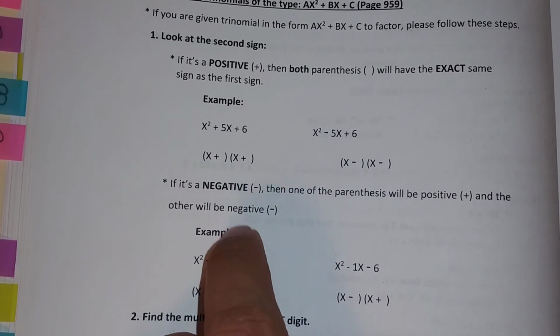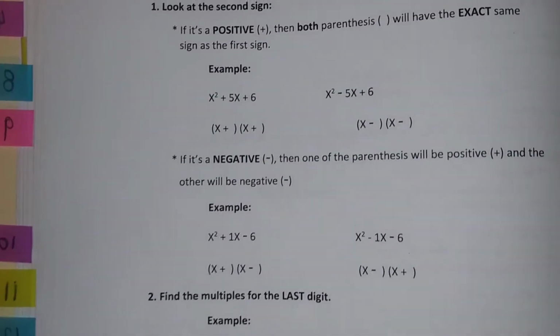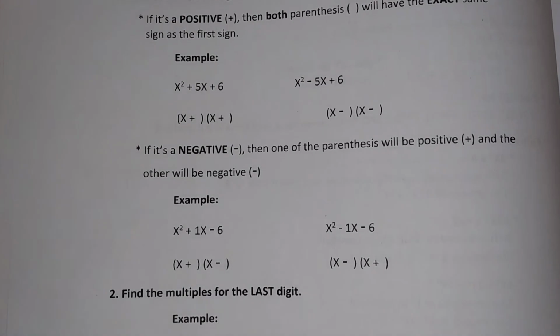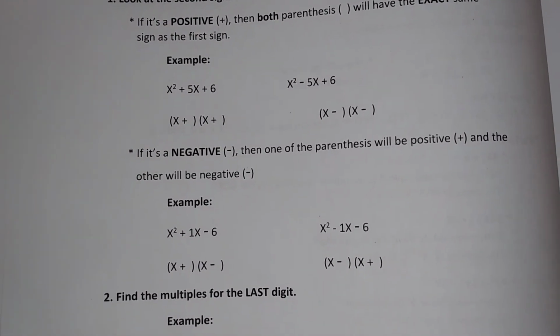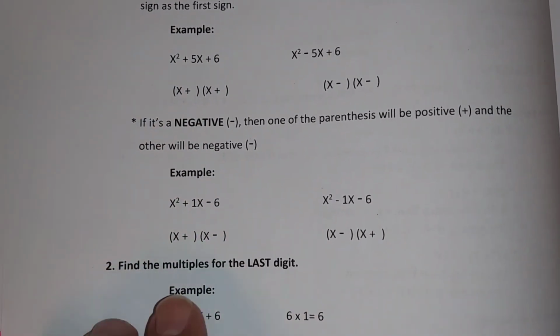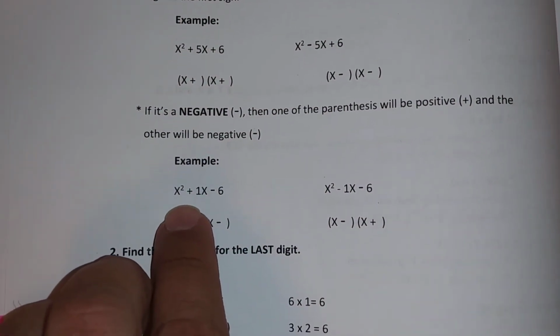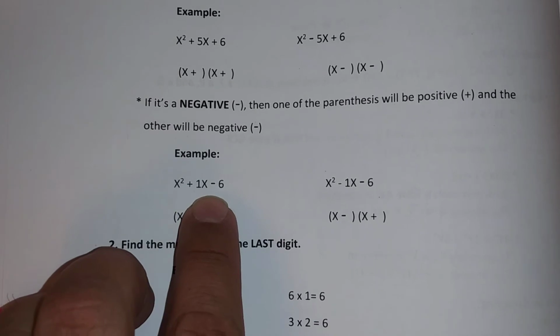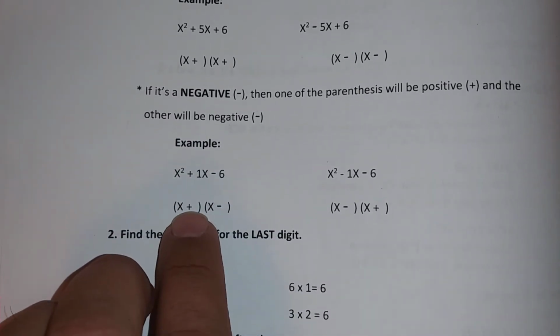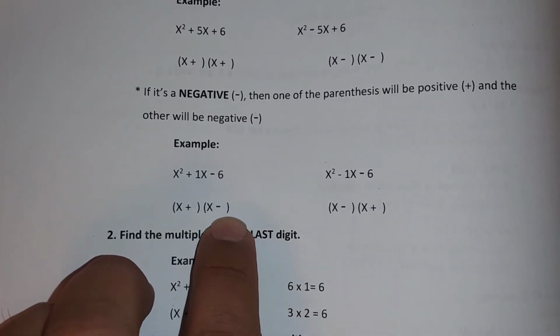Let's not worry about the term on the right of the sign here. However, if it has a negative on the second sign, then one of the parentheses will be a positive and the other will be a negative. So let's look at an example of that. We have x to the second plus 1x minus 6. So if we look at the second sign, it's a negative. So that means that one is plus and one is negative.